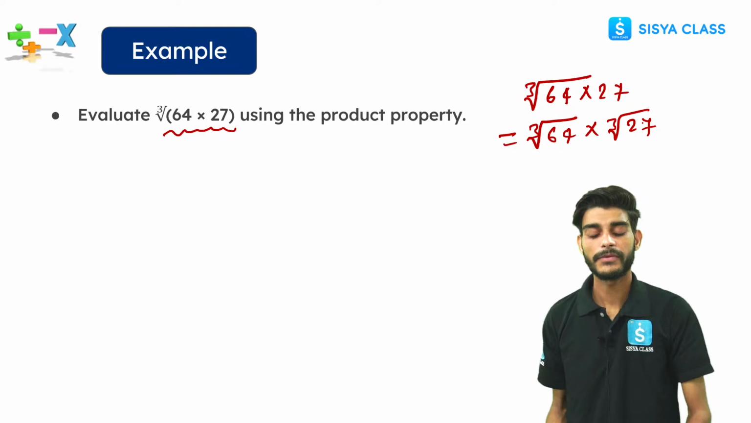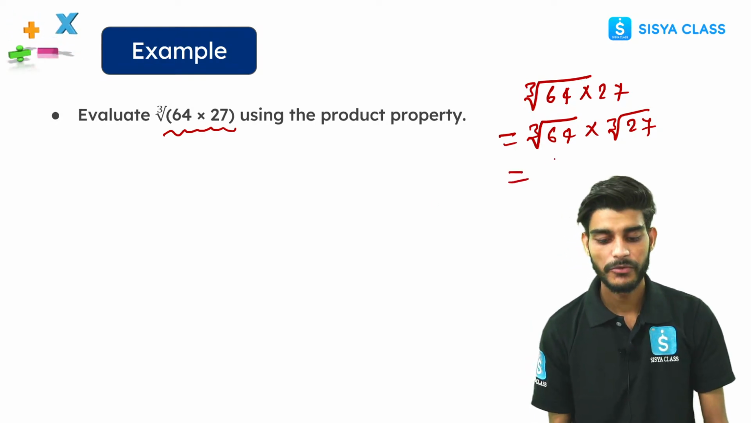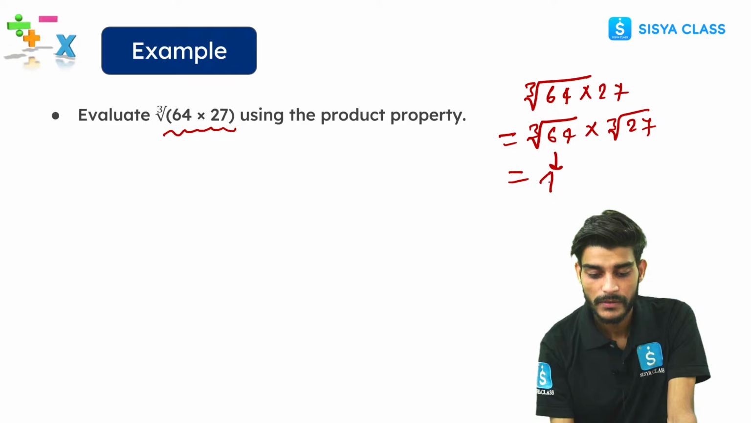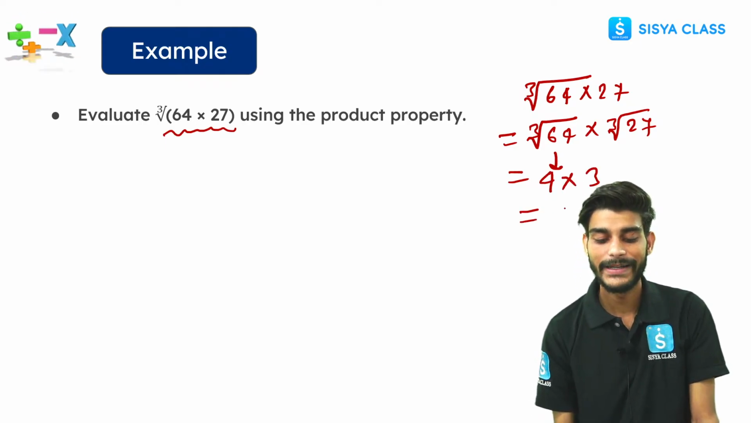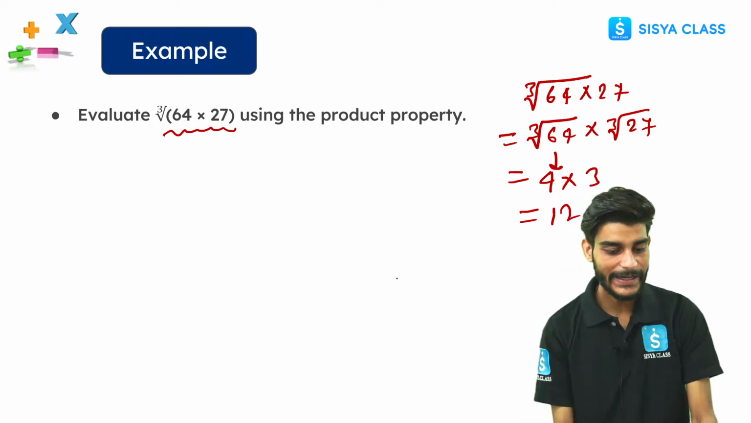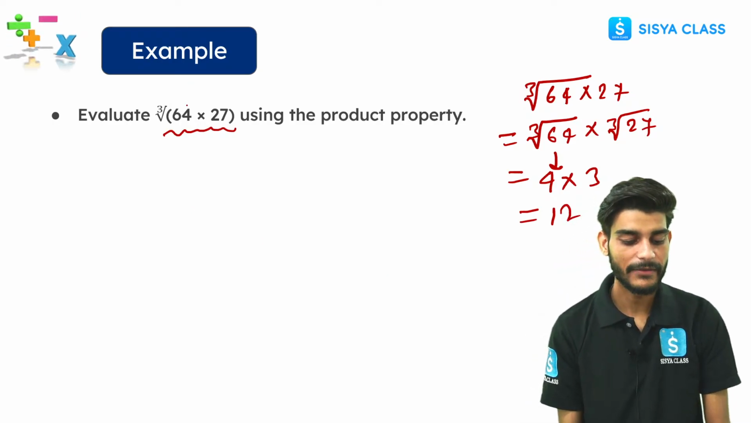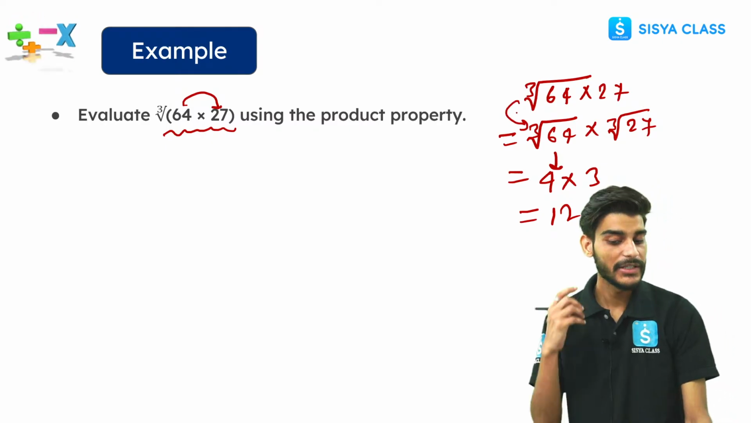64 and cube root of 27. So what will be the cube root of 64? The cube root of 64 is 4, and the cube root of 27 is 3. So 4 into 3 is 12. Clear? So instead of finding 64 into 27, what you can do is simply distribute its cube roots individually.